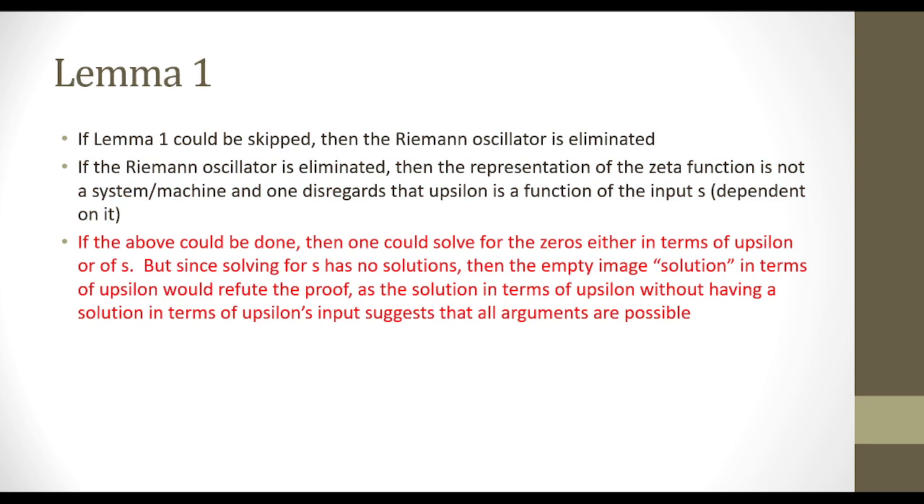Possibly. All right, if the above could be done, then one could solve for the zeros either in terms of upsilon or of s. That would be cool. Because then we could disprove it. Because there is a solution in terms of upsilon. We'll get into that. Is it a solution or extraneous? We'll get into that. All right.